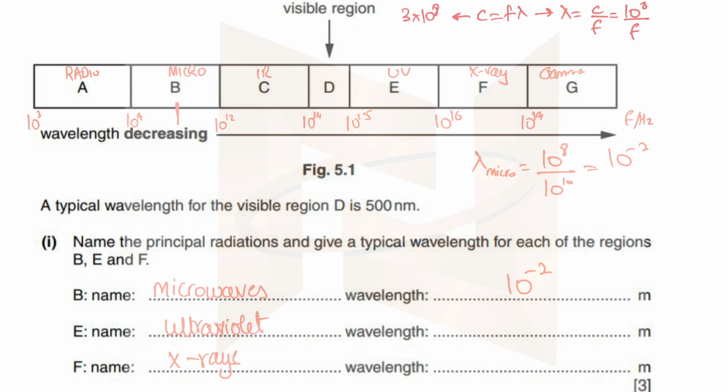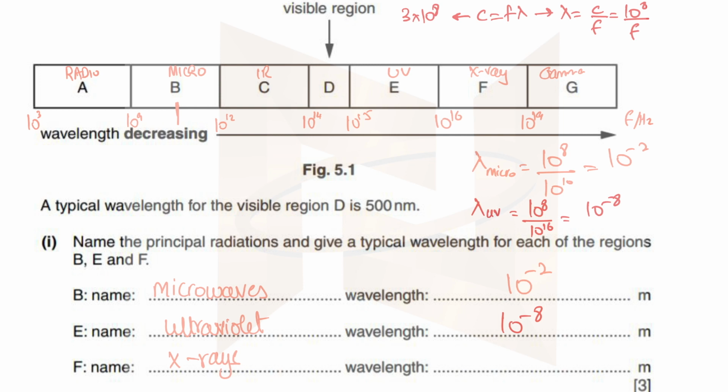Next, they're asking you for ultraviolet. Ultraviolet is between 10 raised to the power 16 and 10 raised to the power 15. You could put either of the two numbers. So let's say, for example, for ultraviolet, I put 10 raised to the power 16. So I get 10 raised to the power 8 divided by 10 raised to the power 16. That's like 10 raised to the power minus 8. So I'll put 10 raised to the power minus 8.